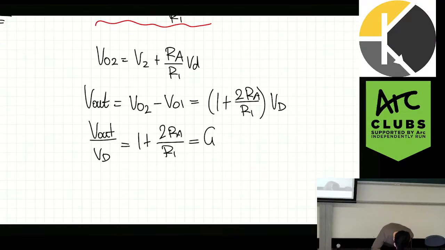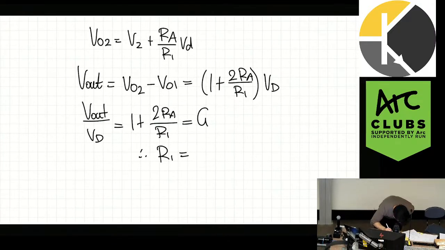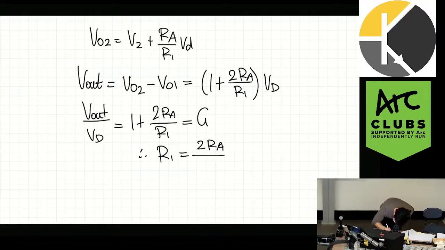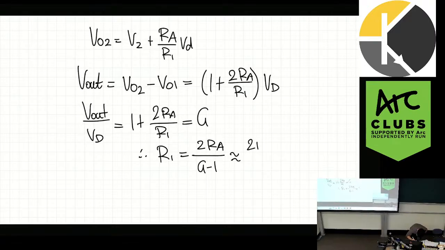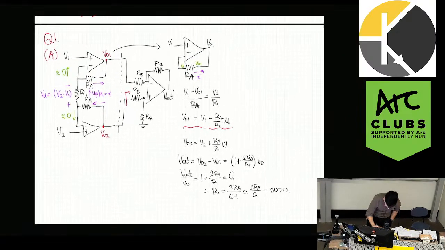So then we say, therefore, R1 equals 2RA on G minus 1, which you can just say is approximately 2RA on G, because G is 100, minus 1, it's 99. And then this gives you 500 ohms. And that's the first question done.